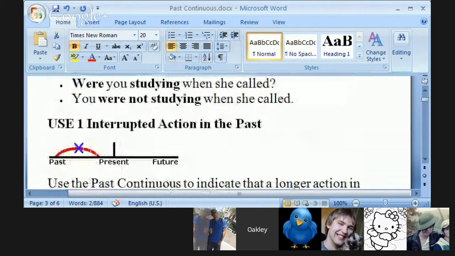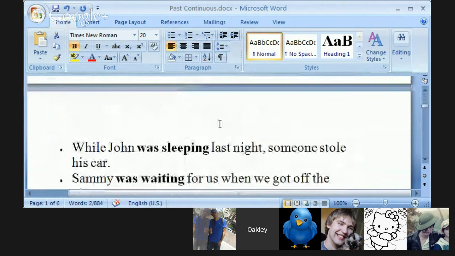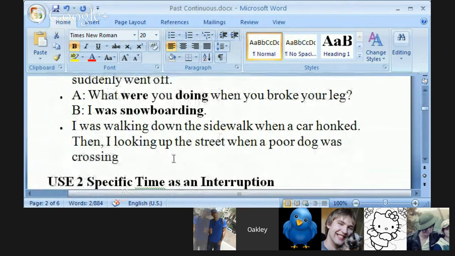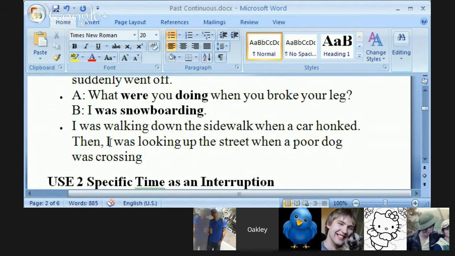Sorry? Okay. I am looking for a. Then I looking up the street. Oh yeah, you're right. I was looking up the street. You're absolutely correct. I just spaced that out for a second. Okay. I was looking up the street when a poor dog was crossing, and saw it get hit by a car. Now something like this, I don't have a problem with.